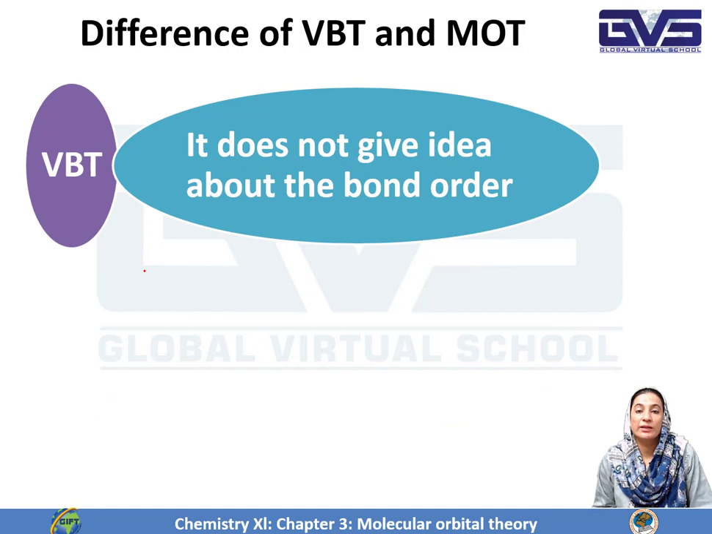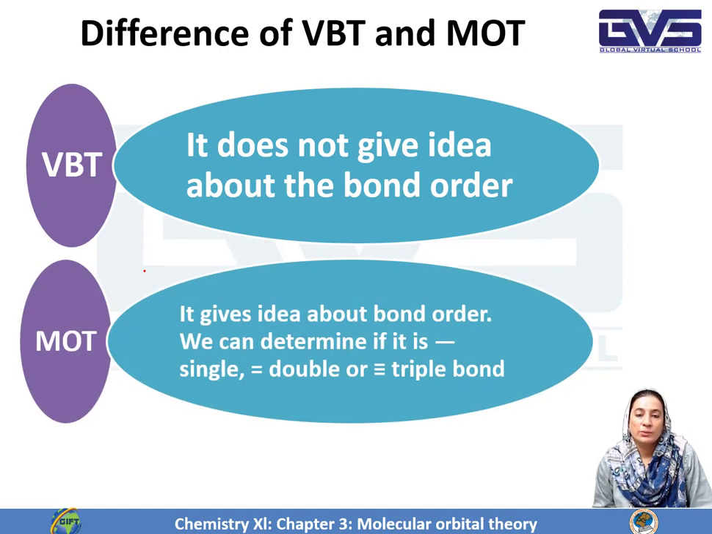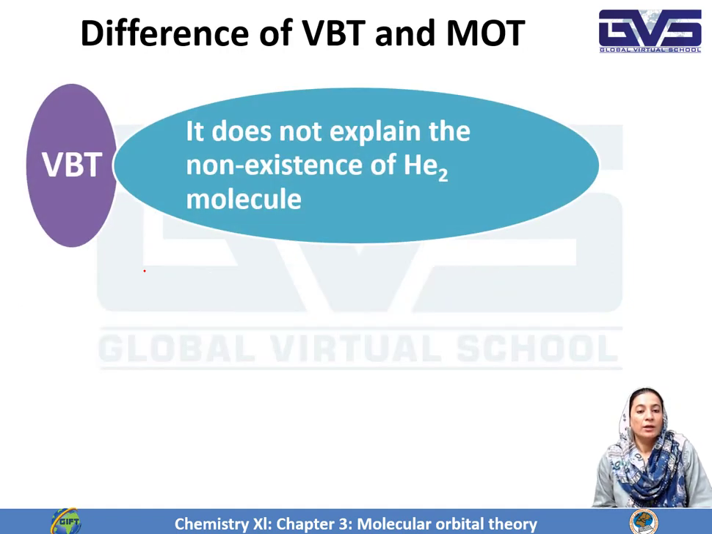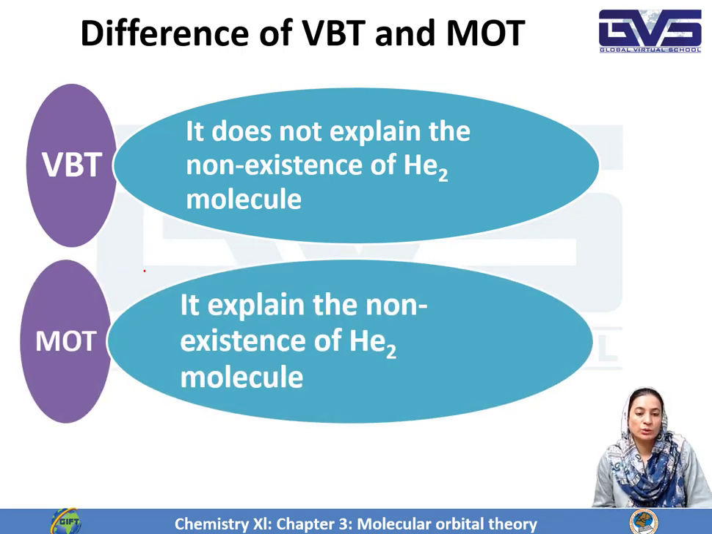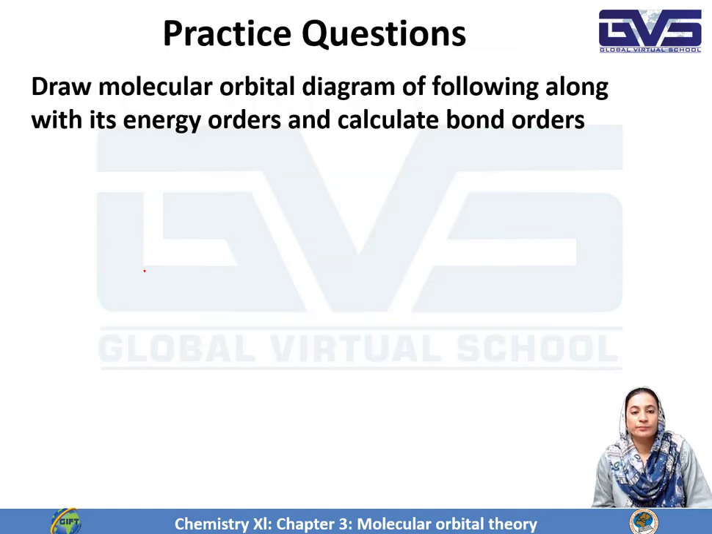Valence bond theory does not give an idea about the bond order, how many bonds will be formed between two atoms, but this idea was given by molecular orbital theory, whether the bond between two atoms is single, double or triple. And valence bond theory does not explain the non-existence of the helium molecule. According to valence bond theory, there may be a helium molecule, but molecular orbital theory, with proper bond order calculation, shows that helium does not exist as an He2 molecule.